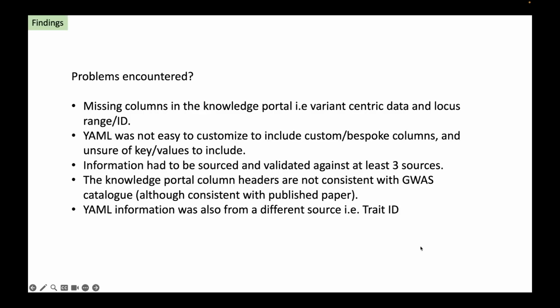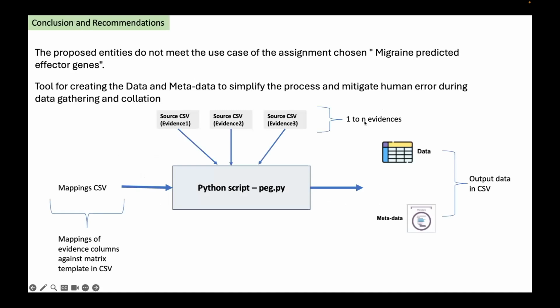I assumed we could make the knowledge portal a bit more compatible with the GWAS catalog, and with the YAML as well. And getting the trait ID wasn't that straightforward. I think we eventually got that from the GWAS catalog. I just thought to give some recommendations, if possible, given my experience and background, and also the past few months as a PhD candidate looking into genomics data and tools.